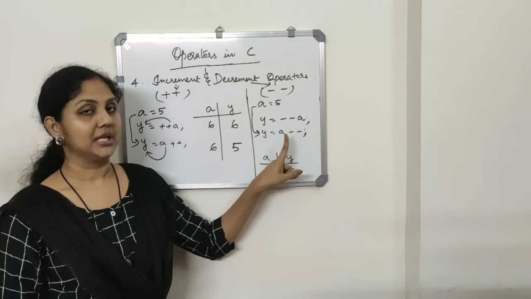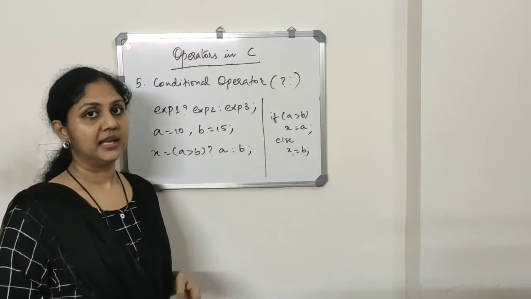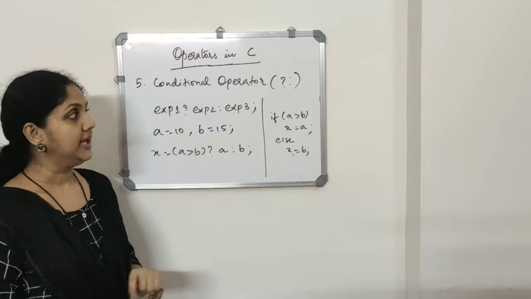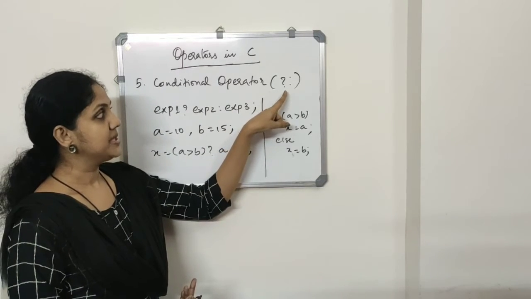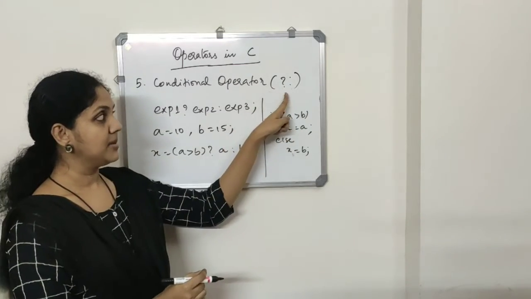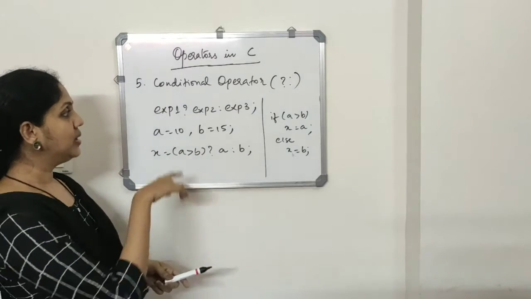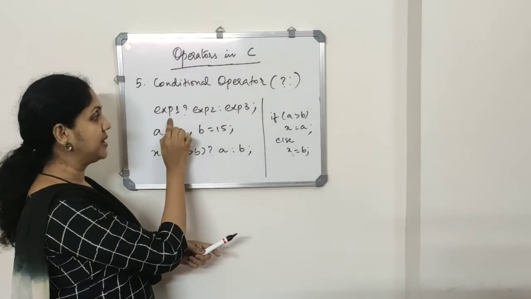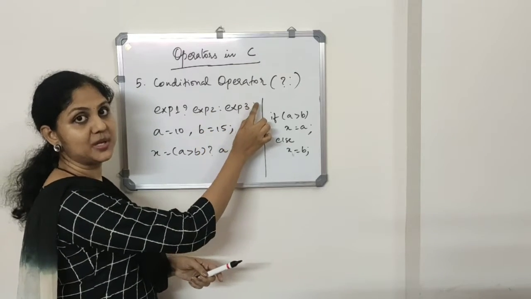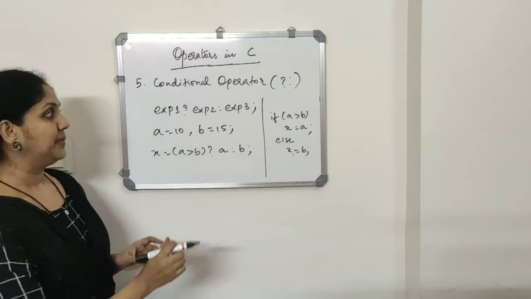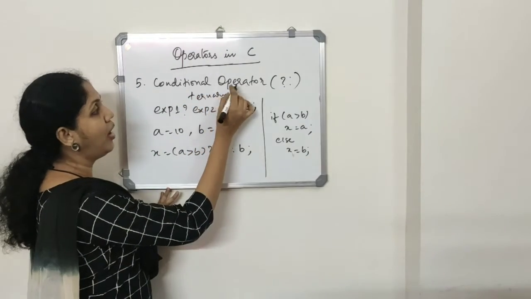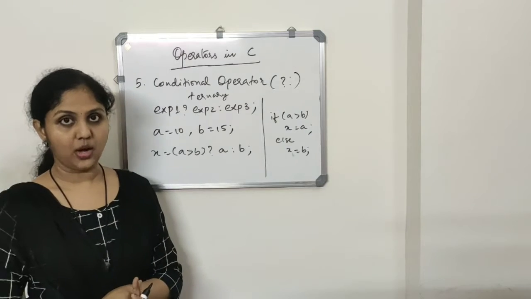Conditional operator. Conditional operator in C is represented using two operators, question mark and a colon. Here you can see three expressions. Expression 1, question mark, expression 2, colon, and then expression 3, semicolon. That means we are using three expressions, hence we call it a ternary operator. Conditional operator is a ternary operator.